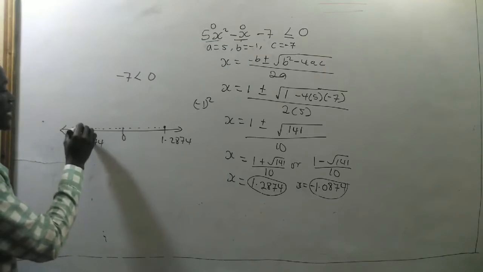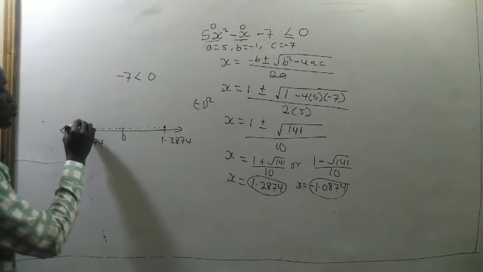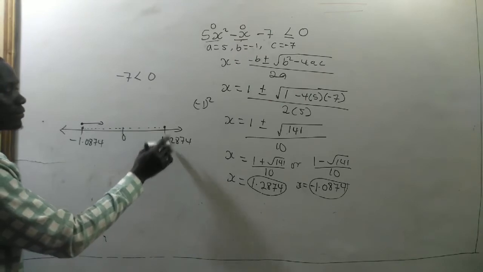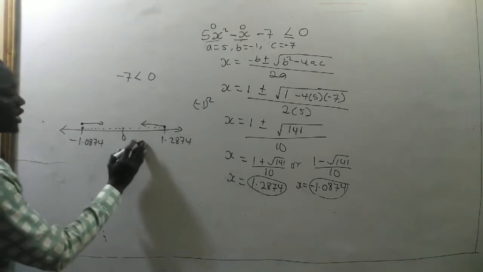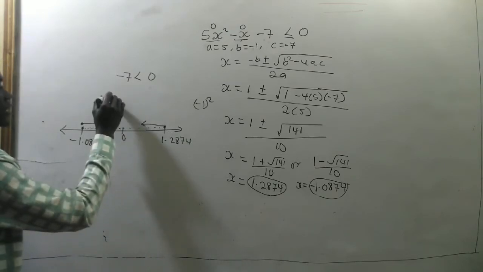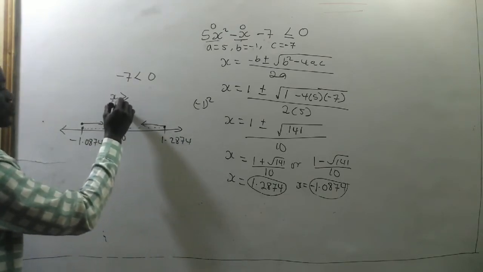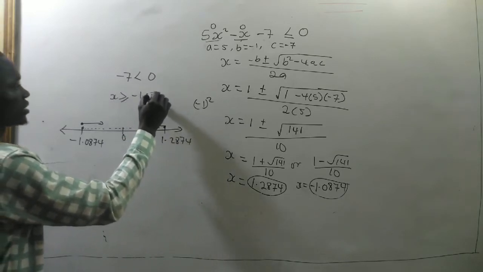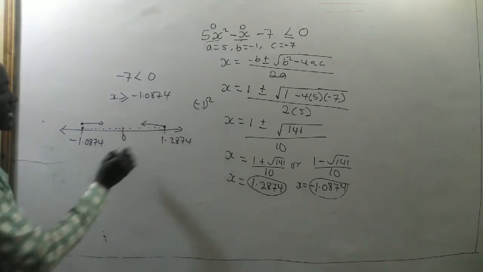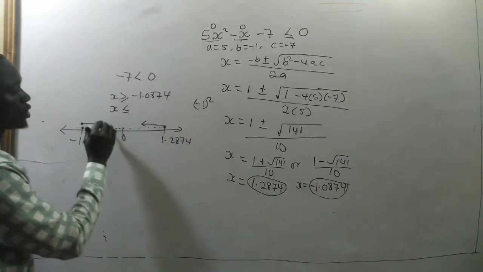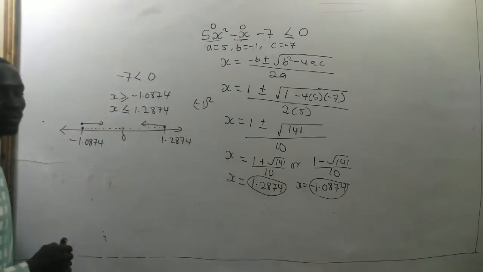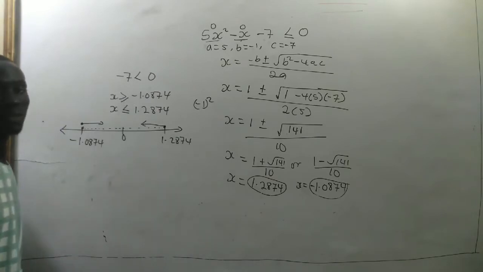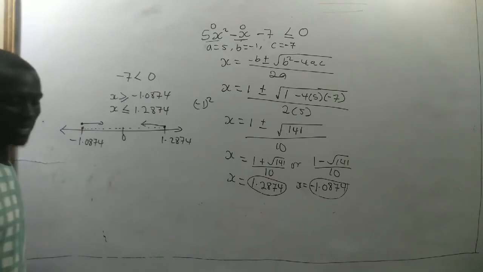So when I stand here, I'll pick numbers from the solution to my right. And if I stand here, I'll pick numbers from the solution to my left. All numbers here are greater. So I will take x greater than or equal to negative 1.0874, and then I'll take x less than or equal to 1.2874. Very, very simple. This is the solution to this quadratic inequality. Now let's take the next example.